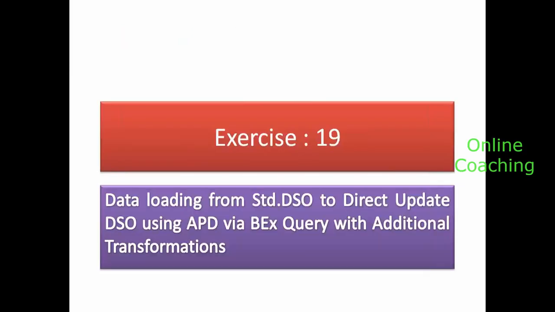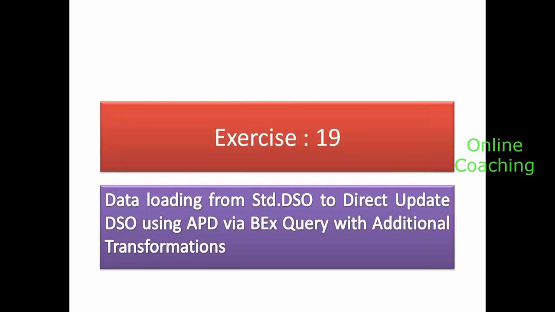Okay, in this example, we're going to load data from a standard DSO to a direct update DSO using the APD tool via a BEx query. So what I'm doing is loading the data from a standard DSO to a direct update DSO, for which we have created a BEx query on top of the standard DSO. So I'm getting the data from the BEx query. I'm going to be using a BEx query as a data source, and I'll be sending this data to a direct update DSO. Which tool am I going to use? APD with additional transformations. That is my exercise.